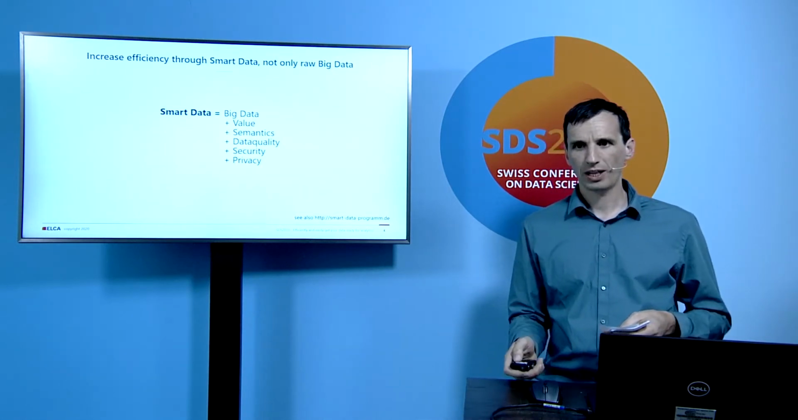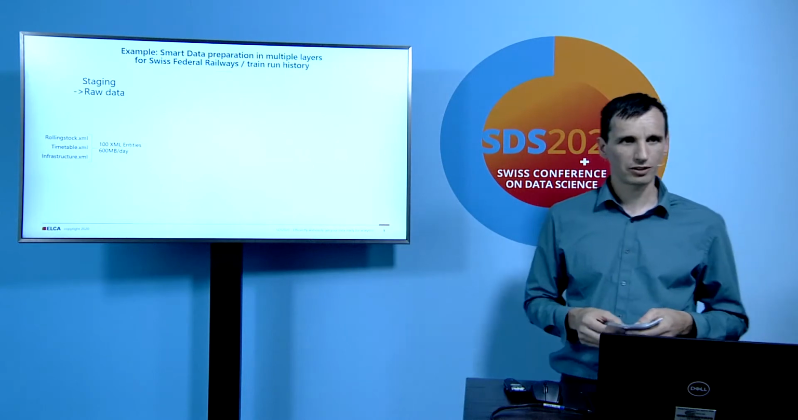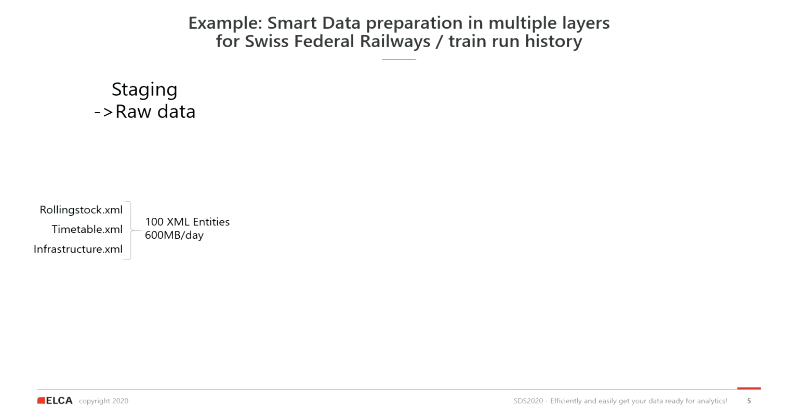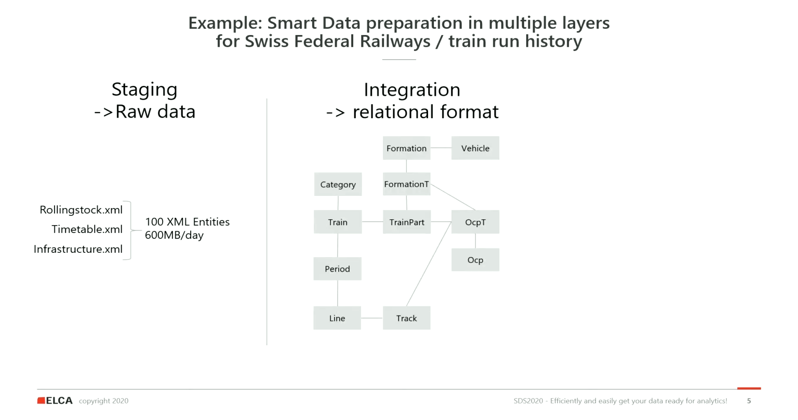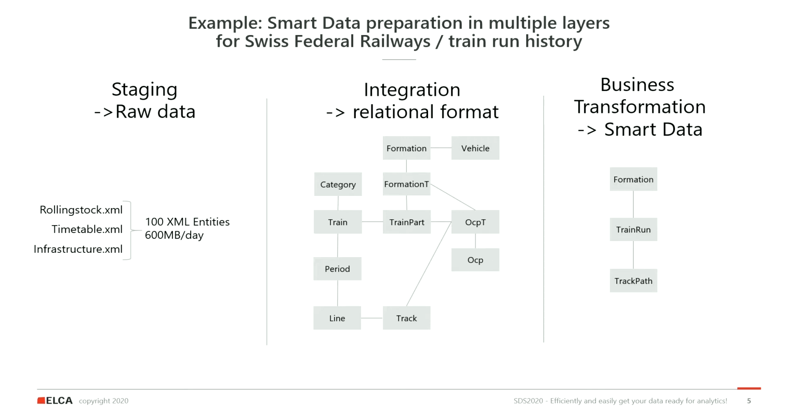Let me show you an example we did with Swiss Federal Railways. The train run history archive are 3 huge XML files every day. It has complex schema, and you don't want to open that and understand it on your local computer. In a first step, we extract 10 technical entities, not fully normalized, but queryable by SQL. In a second step, then, we transform this into 3 business entities, so-called smart data, which are already used by more than 10 use cases.